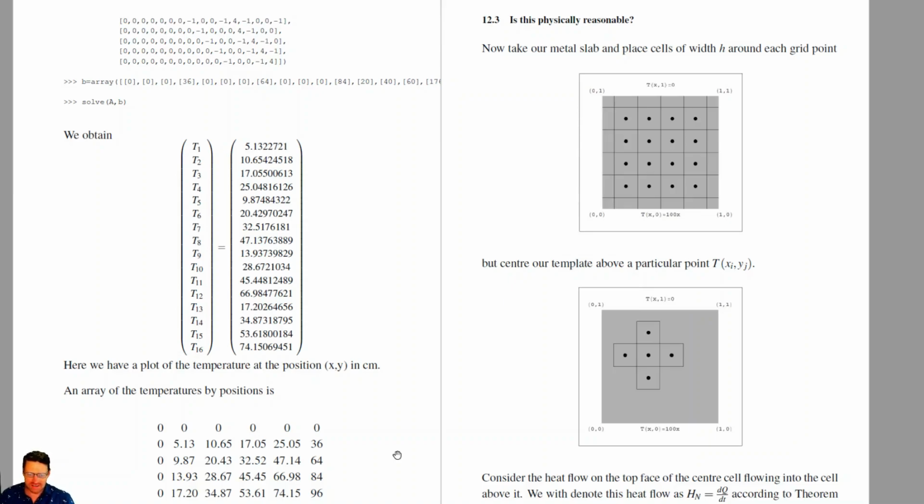Now we're going to consider the heat flow on the top face of the center cell flowing into the cell above it. Okay, so from here to here. We will denote this heat flow as h subscript n for north, which is equal to dq on dt, according to theorem 2. So the rate at which the energy is changing with respect to time through the north face of the cell.